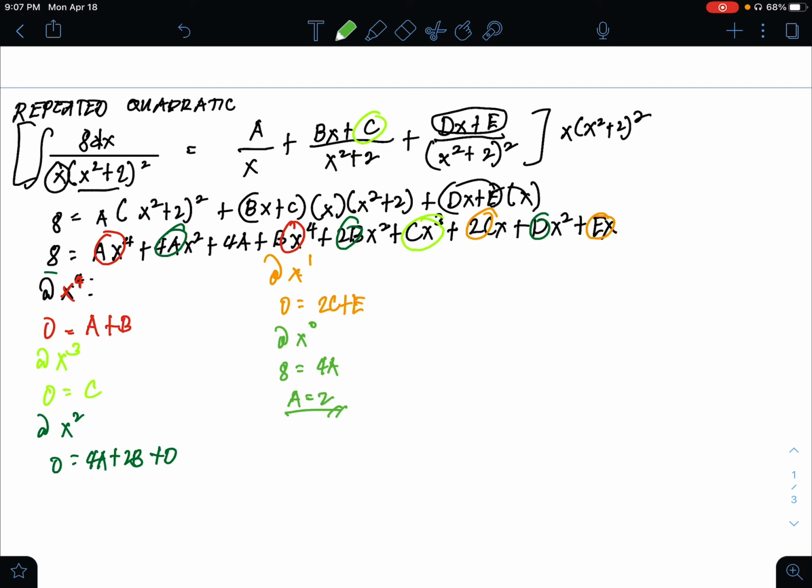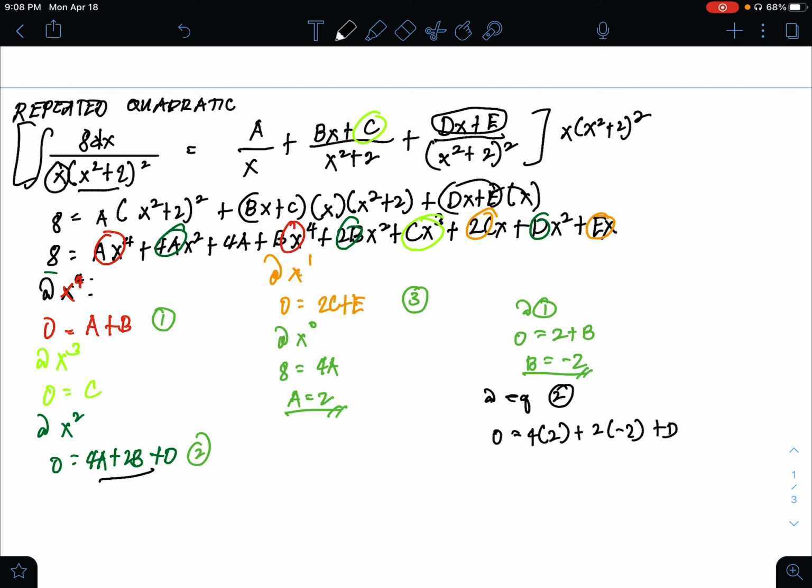Okay, and then, so this is equation 1, equation 2, and equation 3. So at equation 1, using a is equal to 2, 0 is equal to 2 plus b. So b is negative 2. Okay, since we have b and a, we can get d. So at equation 2, we have 0 equals 4 times a, which is 2, plus 2 times negative 2 plus d. So this is 8 minus 4 plus d. So therefore our d is equal to negative 4.